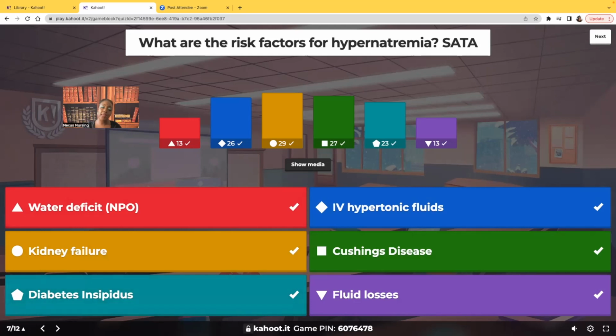And of course, last, fluid losses. If the patient has fluid loss from whatever angle they're having the fluid loss from, I want you to think of fluid loss in terms of the patient being dehydrated. Dehydration will cause hypernatremia, just like fluid overload, which is the opposite of dehydration, can cause hyponatremia. So if the patient loses too much fluids and they're dehydrated, that can cause hypernatremia. So all of these are risk factors for hypernatremia.